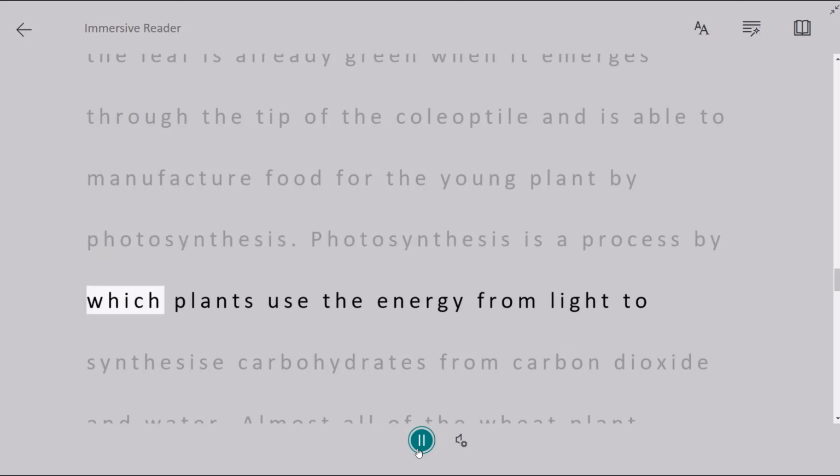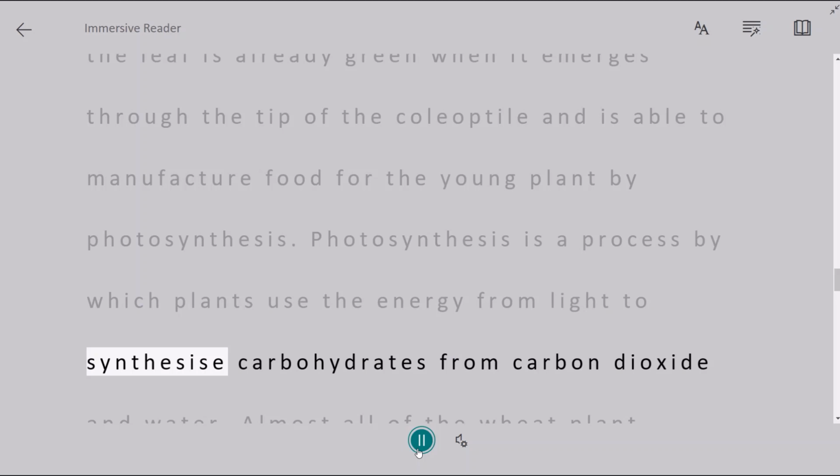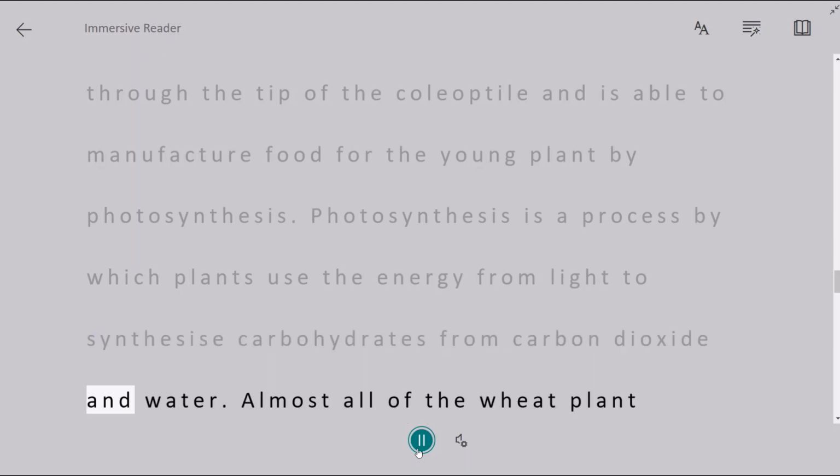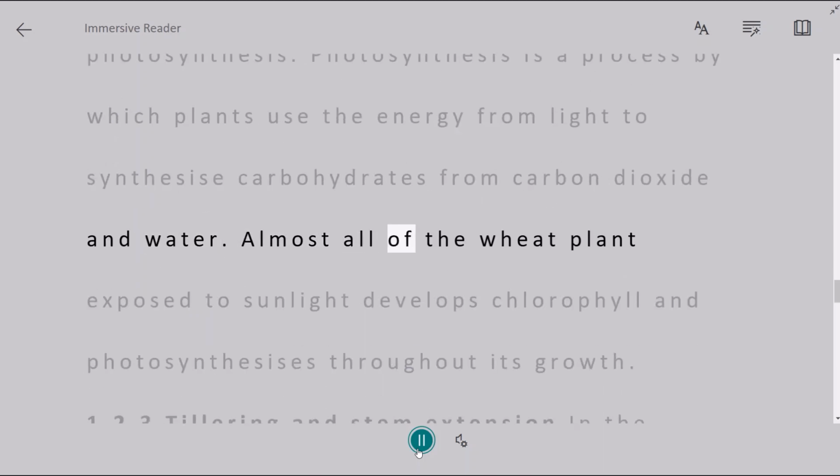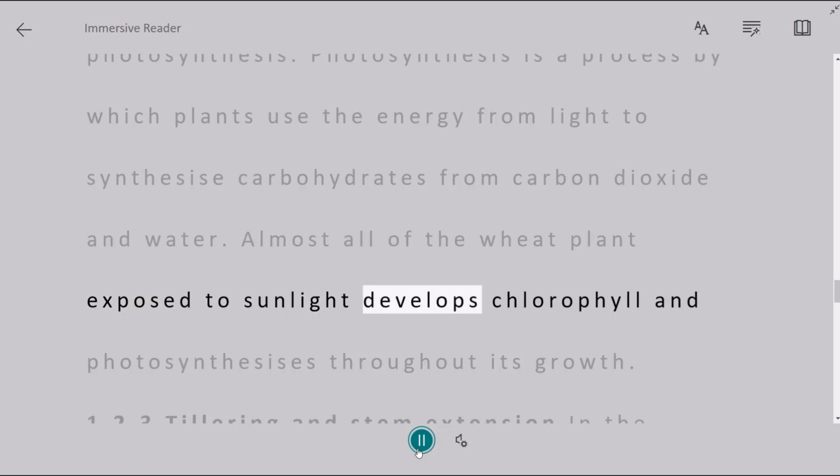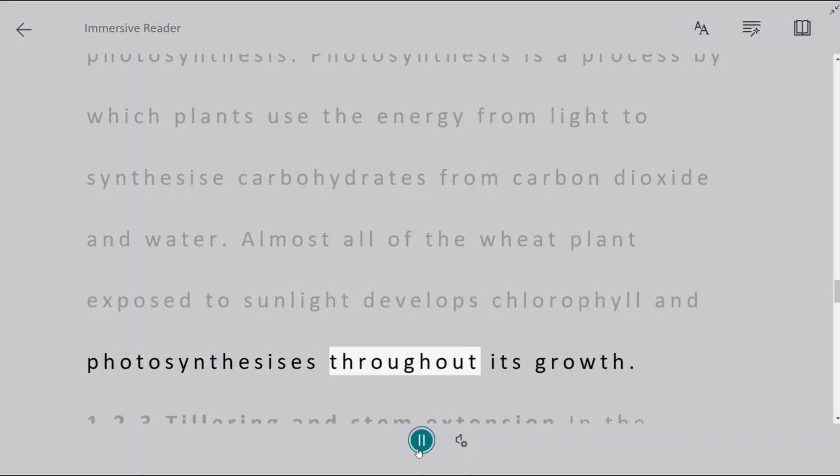Photosynthesis is a process by which plants use the energy from light to synthesize carbohydrates from carbon dioxide and water. Almost all of the wheat plant exposed to sunlight develops chlorophyll and photosynthesizes throughout its growth.